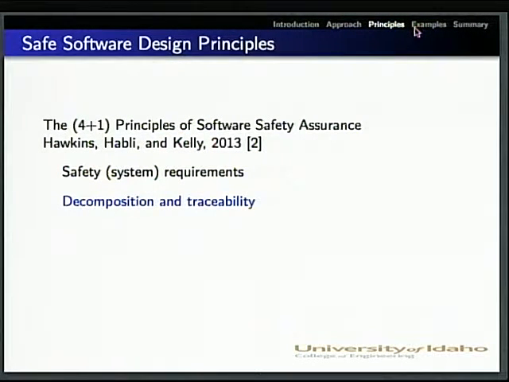The second one is composition and traceability, meaning when you come up with all the requirements, the functional requirements and the security and the safety requirements, and you assume that they're complete and correct, then you need to ensure that when you decompose them into smaller requirements, so you can actually build a system that implements those requirements, you decompose all of them correctly, and that there is traceability between the things that you have decomposed and the overall requirements of your system.